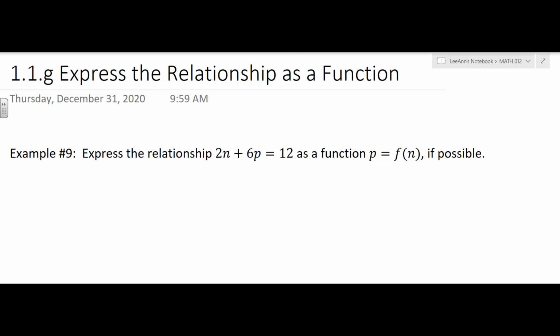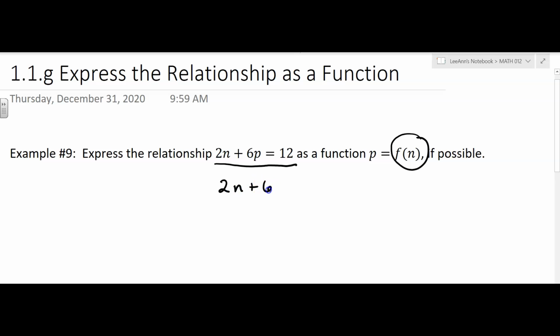So in example 9, they give us a relationship 2n plus 6p equals 12, and they want us to write it as a function of p. So, no, a function p of n. All right? So we want our function in terms of n. What that means is we need to get p by itself. So we're going to solve that equation.